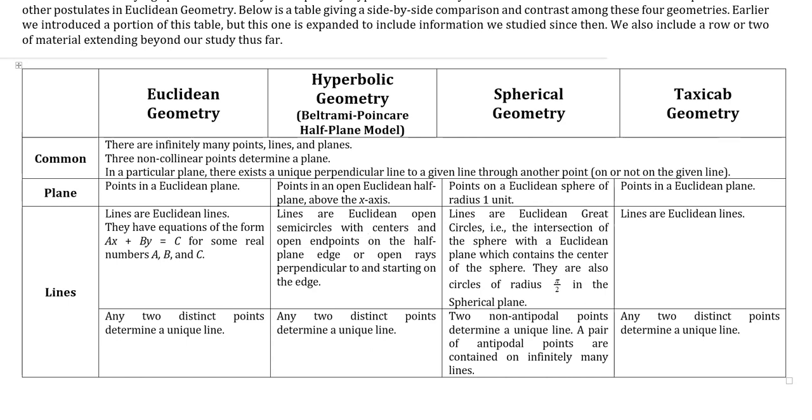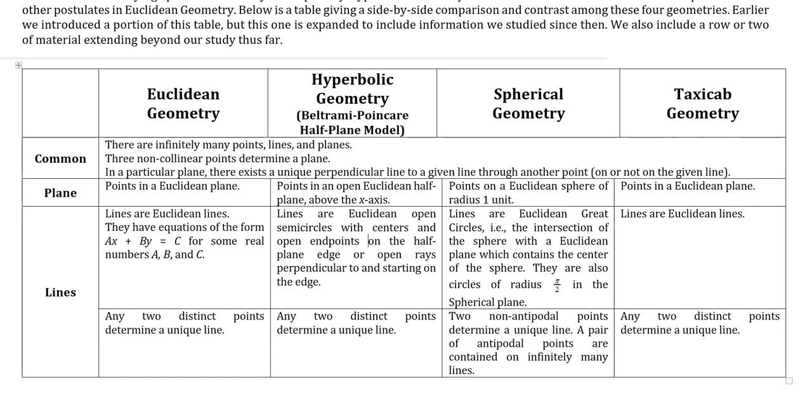In spherical geometry, lines are Euclidean great circles. In other words, the intersection of a sphere with a Euclidean plane that contains the center of the sphere. They're also circles of radius pi over 2 in the spherical plane. So they're both spherical circles and spherical lines. And in taxicab geometry, lines are just Euclidean lines.